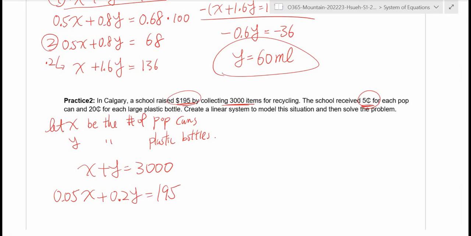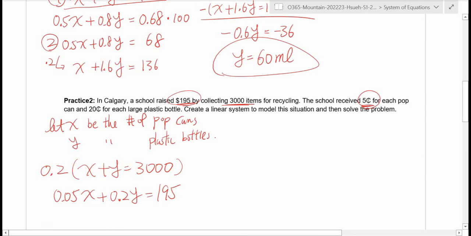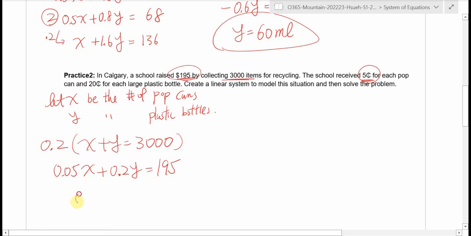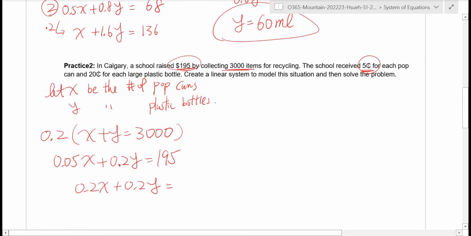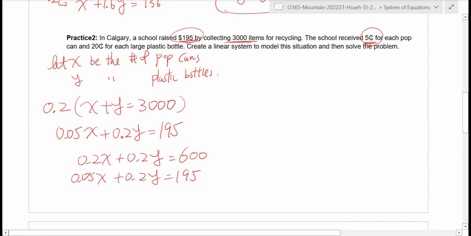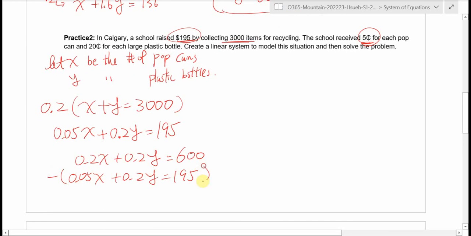I'm going to multiply the first equation by 0.2, so then I have the same coefficient for the y. So I end up with 0.2x plus 0.2y equals 3,000 times 0.2, which is 600. I still have the 0.05x plus 0.2y equals 195. Now because both of these have the coefficient of 0.2, I can subtract them.